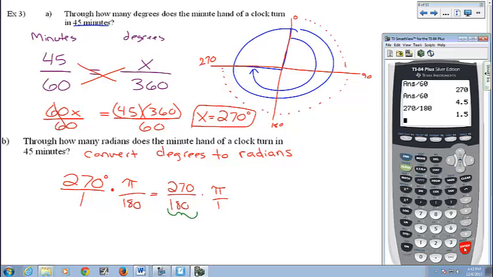At this point, I could write my solution as 1.5 times pi. However, it is also equivalent to write this in terms of a fraction. To do that, all I do is use the fraction function on my calculator for my answer, and I get a value of 3 over 2 multiplied by my pi, giving an answer of 3 pi over 2.